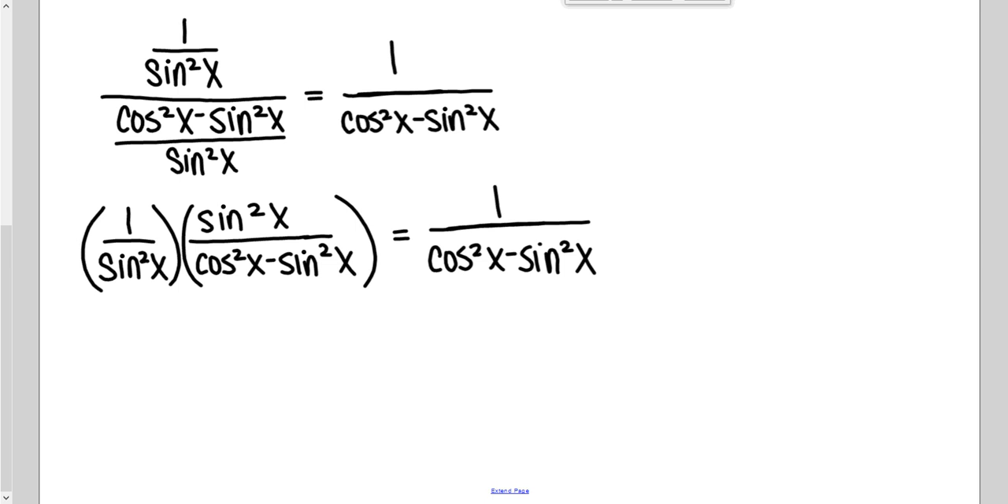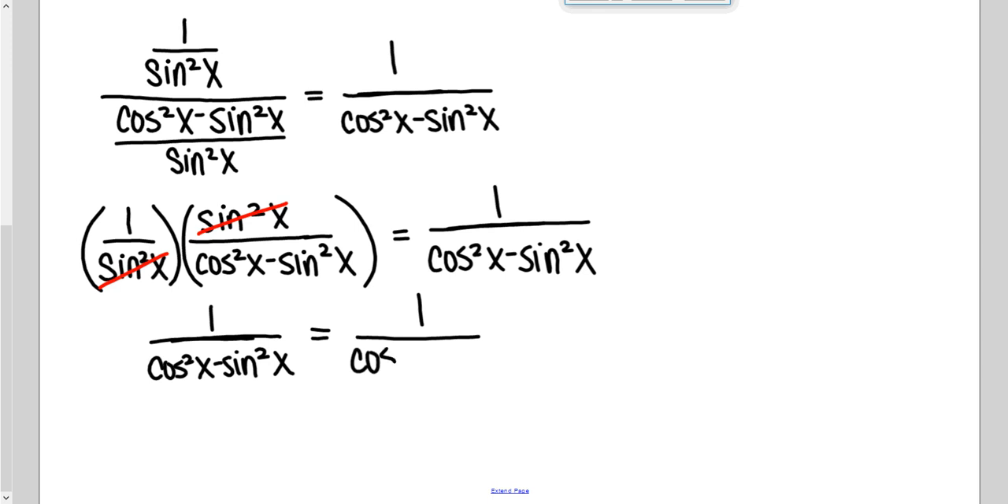Take a look at this side, the left side. What do you notice? You should be saying you notice sine squared on bottom and top. That means those can cancel. I am left with 1 up top. I get cosine squared x minus sine squared x on bottom. Hey, take a guess. We're done. Good. That's it. And we're good.